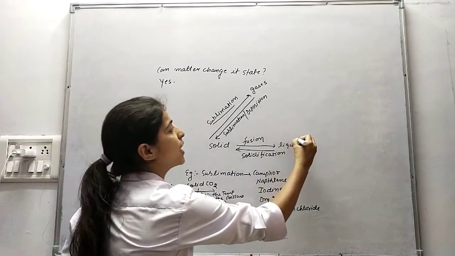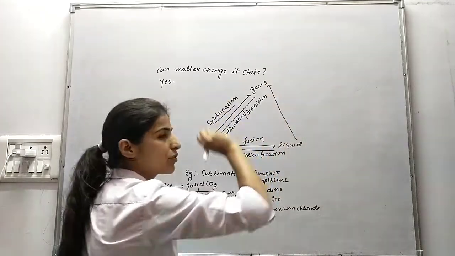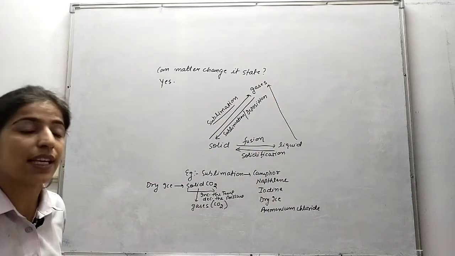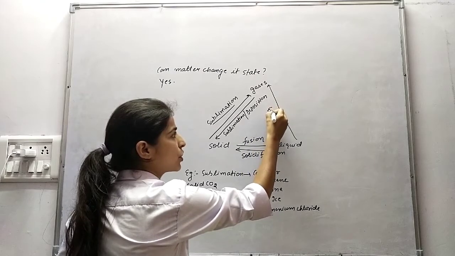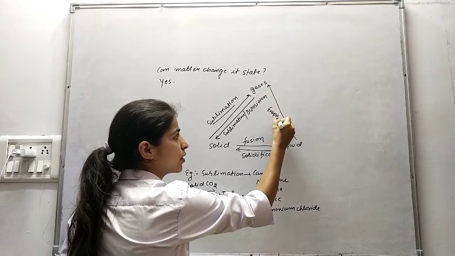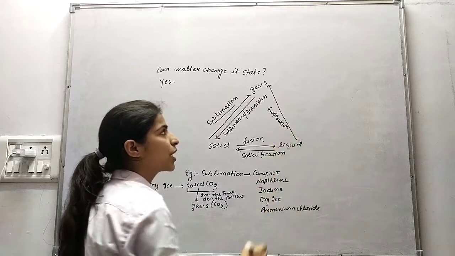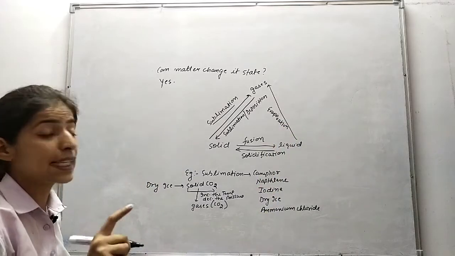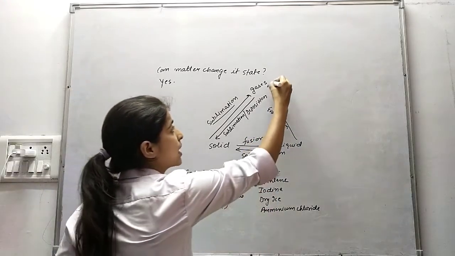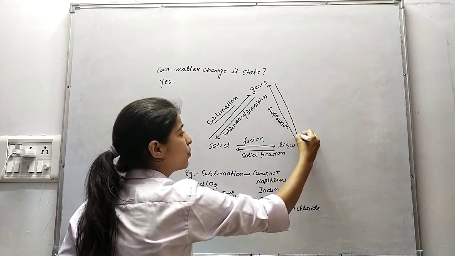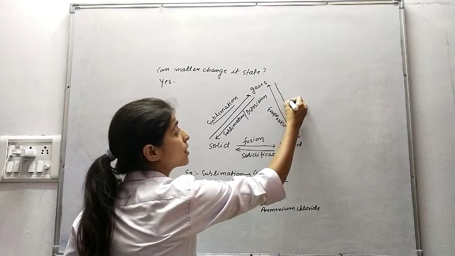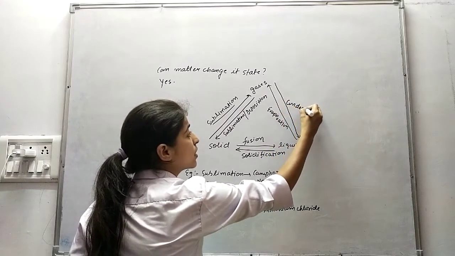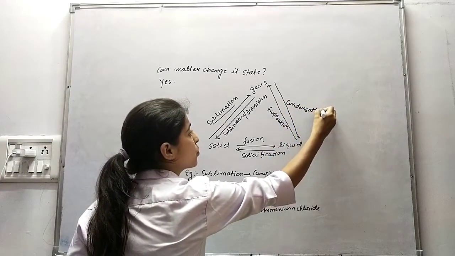We can convert the liquid into the gaseous state. The process is called evaporation and vaporization. Fine. And gases into liquid state, we can convert it. That process is called the condensation process.